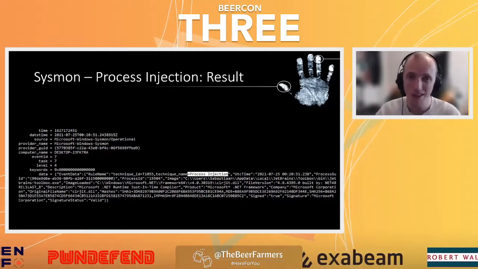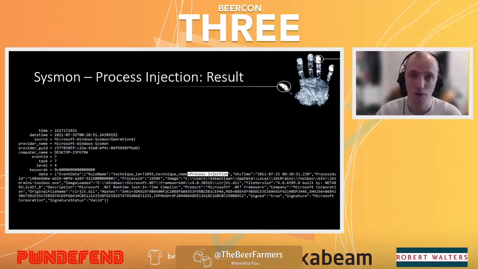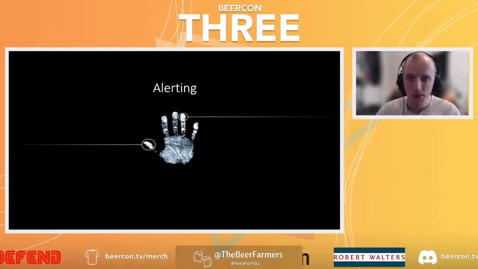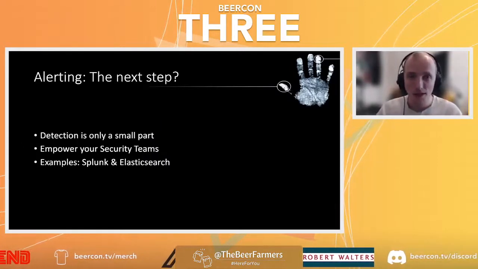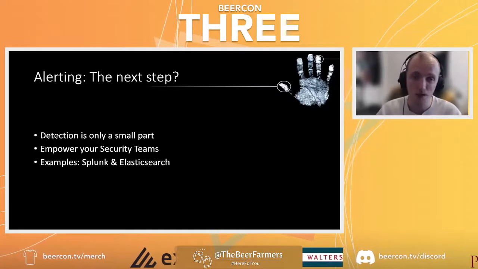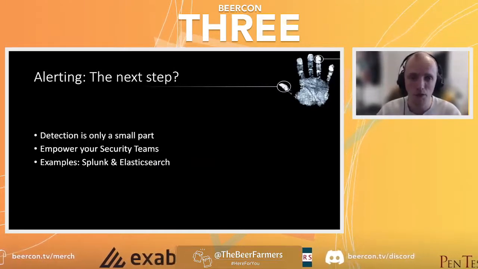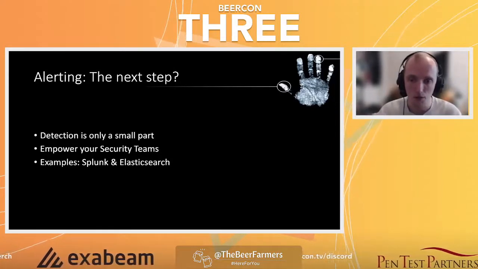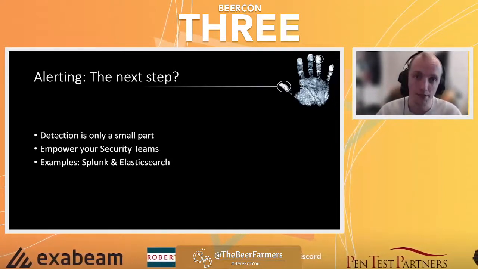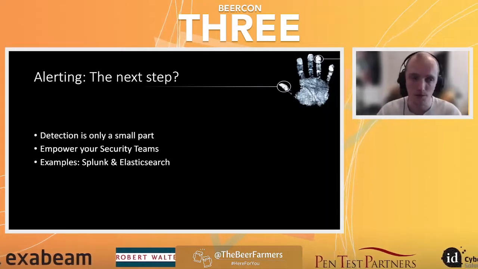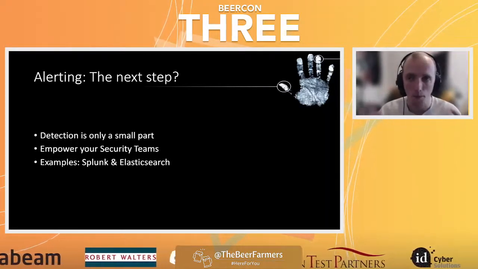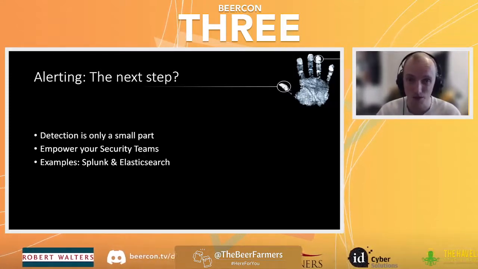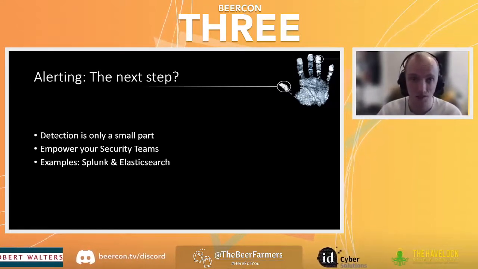Now, what would the next step be? In my opinion, it would be alerting. You want to be able to alert on these events. Alerting is, in my opinion, the next step, because detection is only a small part. You need to empower your security teams and your SOC teams to be able to respond to these detections. So basically, you would build a pipeline that allows you to get these alerts, or at least these detections, as soon as possible, so your teams can respond to them.